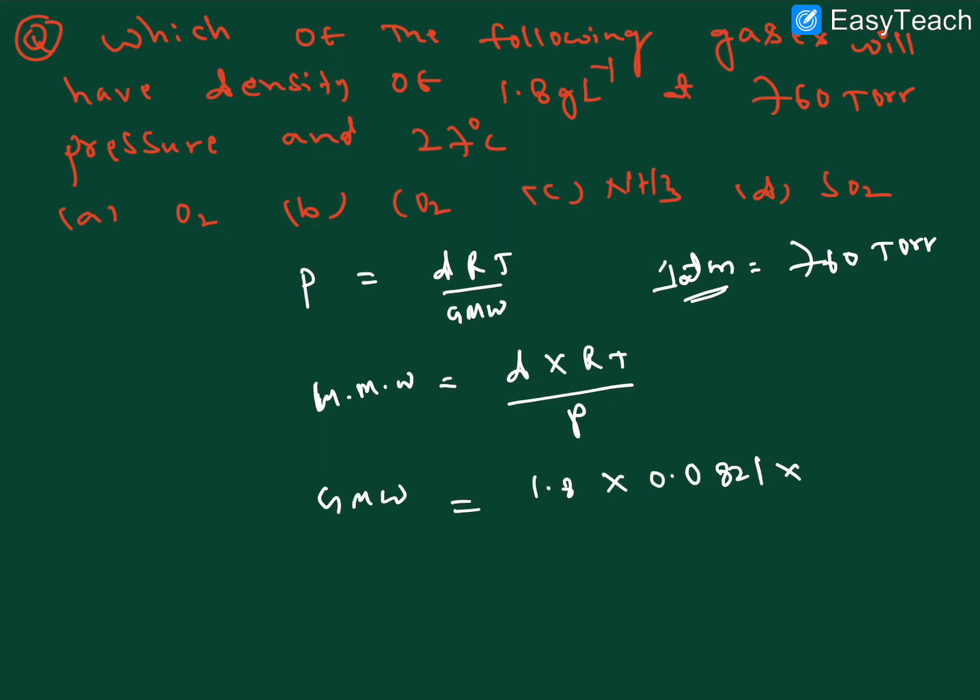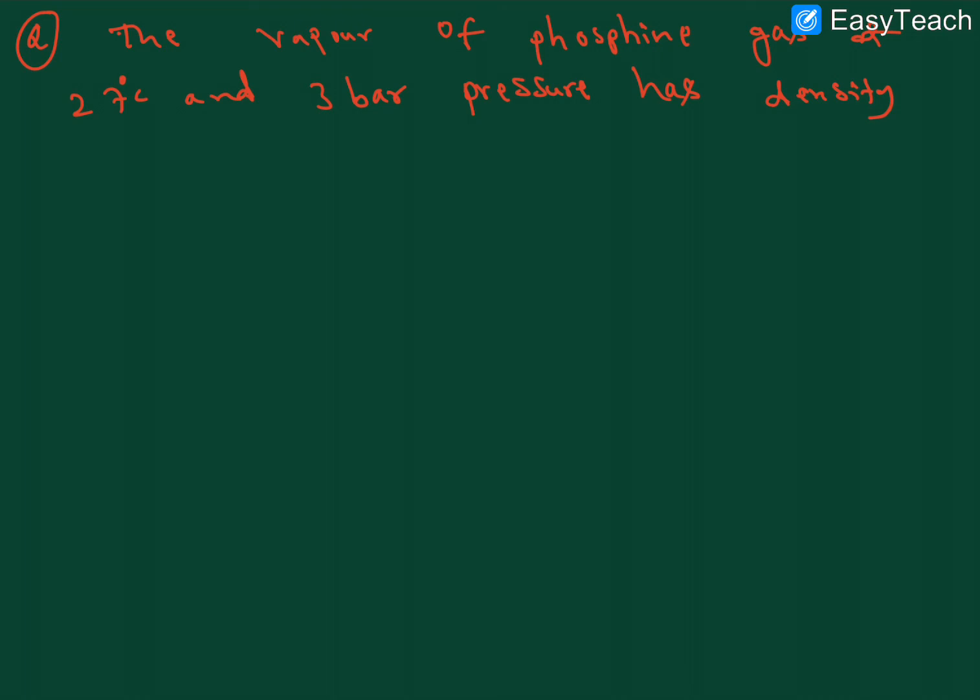And what is the temperature here? 273 plus 27, 300 Kelvin, right? And into the gas constant 0.0821, right? So if we calculate, finally we'll get the density nearly 4.14 grams per liter. This is the density we got. I hope it's clear, right?